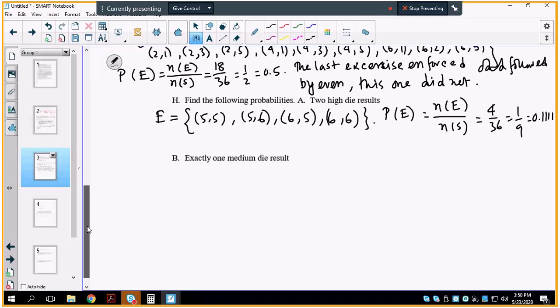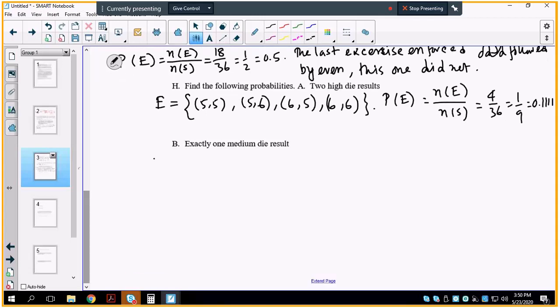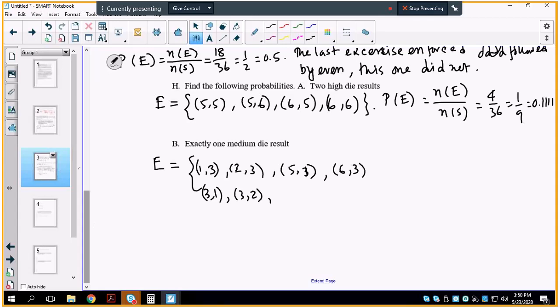Exactly 1 medium die result. Medium is 3 or 4. So I can get 1, 3, 2, 3. Remember, I cannot have 3, 3 because then we will have 2 medium dice. I can have 5, 3, not 4, 3 though. I can have 6, 3. And that's all we can have with 3 in the second place. But no one is saying that 3 has to be in the second place. So I can go ahead and say that 3, 1 can be an option. 3, 2 can be an option because I still have exactly 1 medium die. 3, 5, 3, 6. So these are all the results with 3.